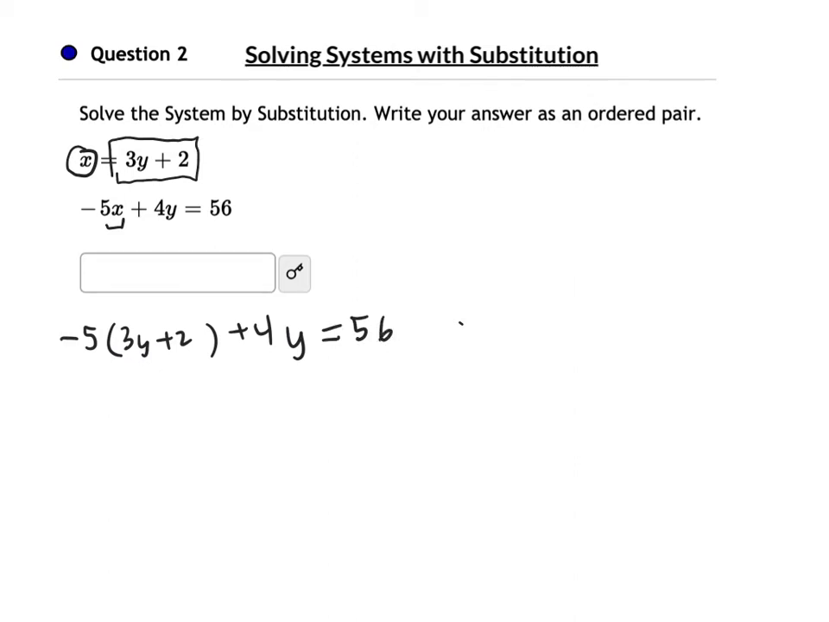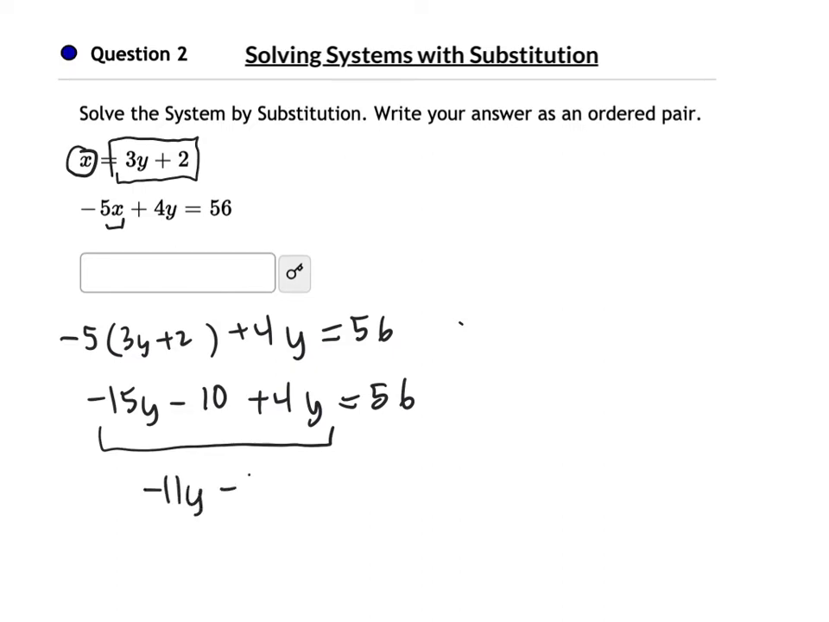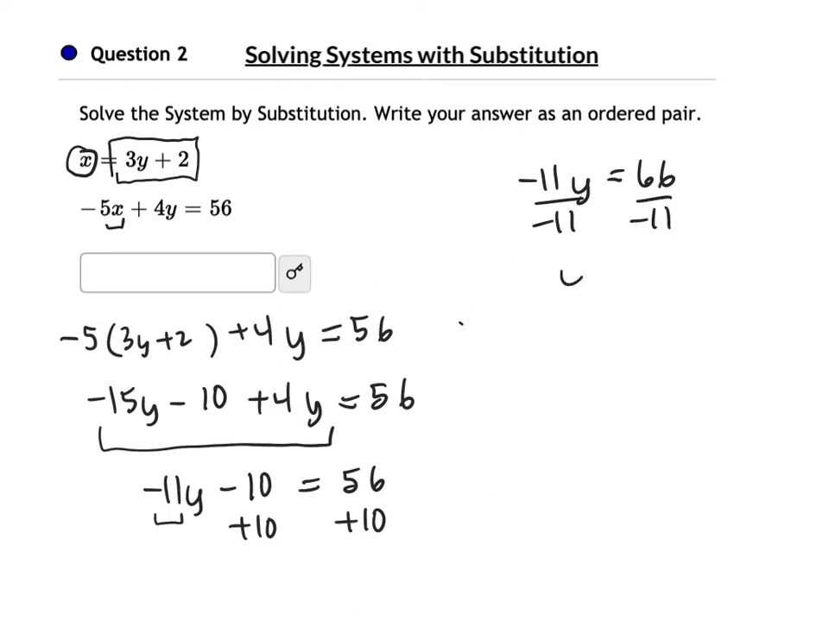Distribute the negative 5: negative 15y minus 10 plus 4y equals 56. Always simplify whenever possible. Combine your like terms. Negative 15y and positive 4y is a negative 11y minus 10 equals 56. Get rid of the coefficient last. Get the variable by itself, the y. We're going to add 10 to both sides. We get negative 11y equals 66. Divide both sides by negative 11, and y will equal negative 6.